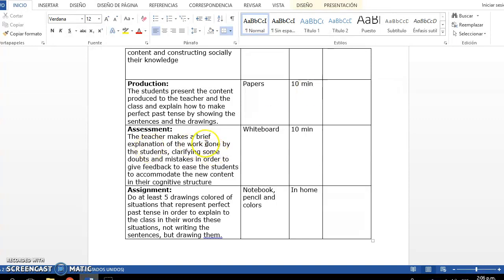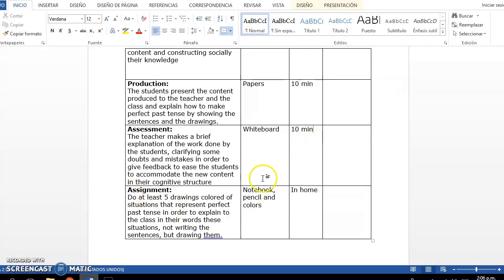Assessment: the teacher makes a brief explanation of the work done by the students, pointing out some doubts or mistakes in order to give feedback to each student to accommodate the new content in their cognitive structure. The teacher will use the whiteboard and spend 10 minutes on this stage, to complete about 60 minutes of class.